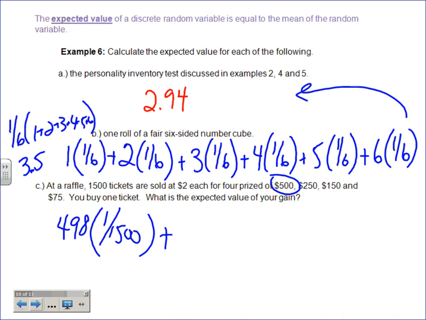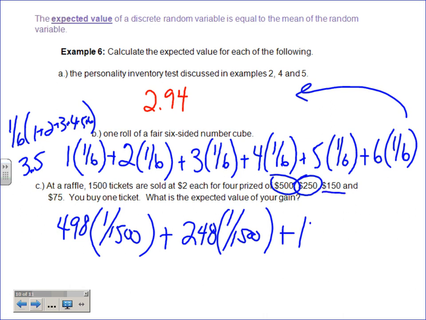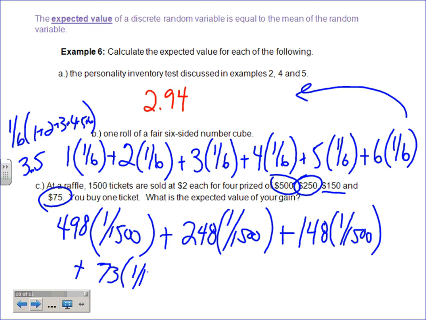Plus, what's another possible gain? You're not going to gain $250 because you had to pay $2 to get it, right? So you would gain 248. But again, what's your probability of just winning that one? It's 1 in 1,500. One person out of the 1,500 is going to win that. Plus, well, 150 is next, so 148 times, and only one person is going to win that. Plus 73, and one person is going to win that one.